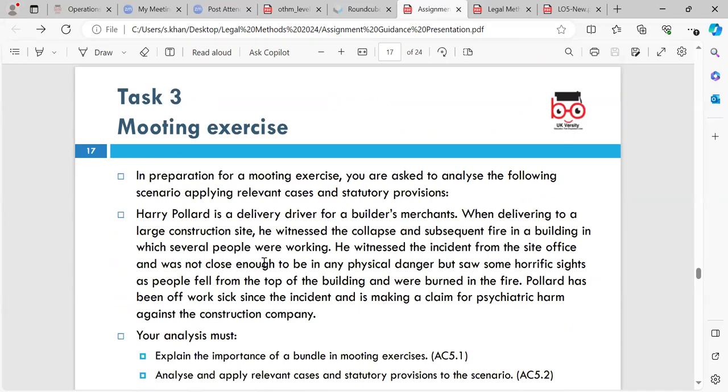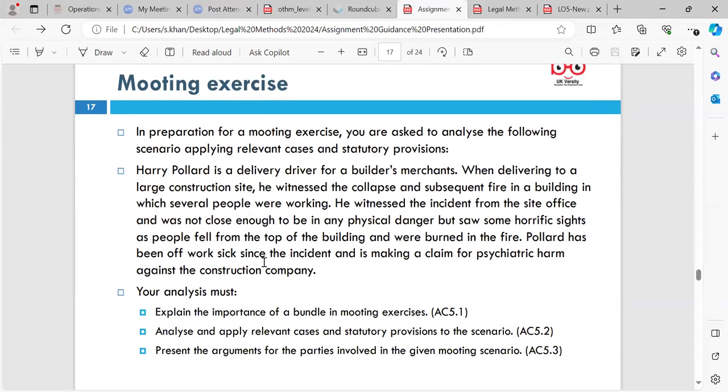Task 3, mooting exercise. In preparation for a mooting exercise, you are asked to analyse the following scenario, applying relevant cases and statutory provisions. So here is the scenario: Harry Pollard is a delivery driver for a builder's merchant. When delivering to a large construction site, he witnessed the collapse and subsequent fire in a building in which several people were working. He witnessed the incident from the site office and was not close enough to be in any physical danger, but saw some horrific sights as people fell from the top of the building and were burned in the fire. Pollard has been off sick since the incident and is making a claim for psychiatric harm against the construction company.